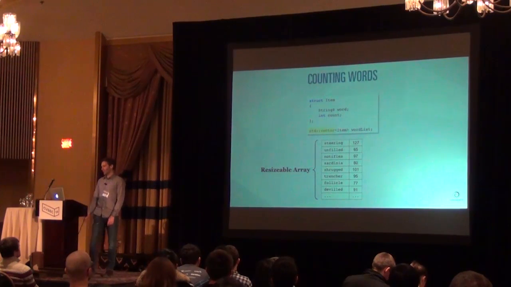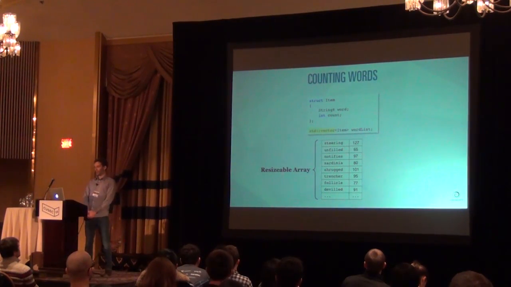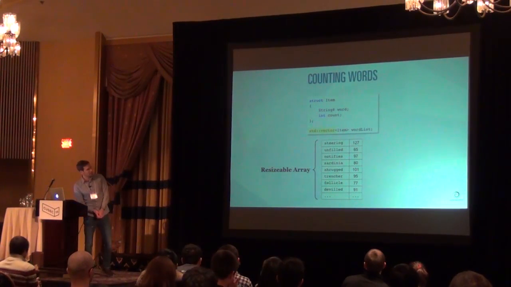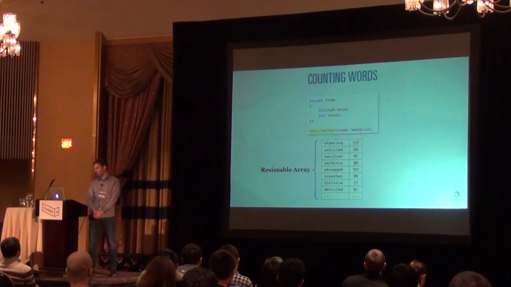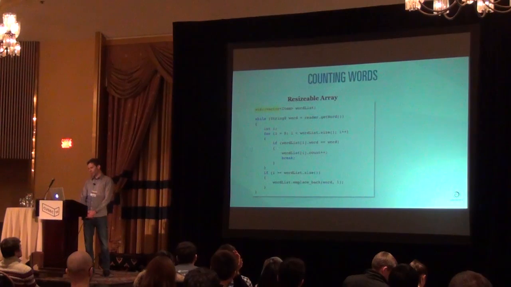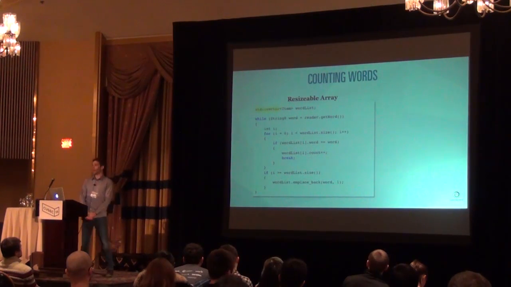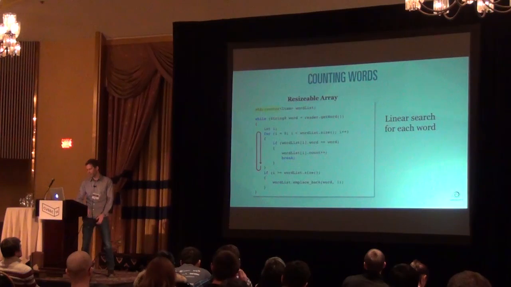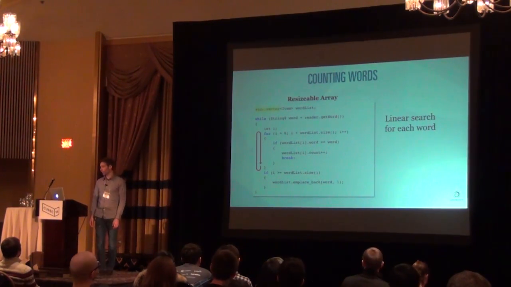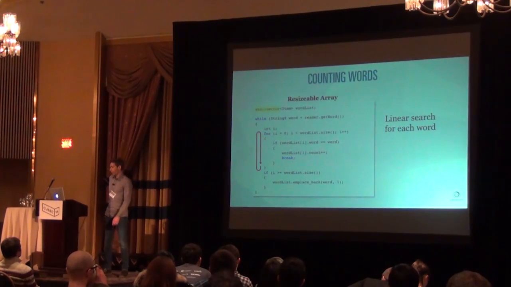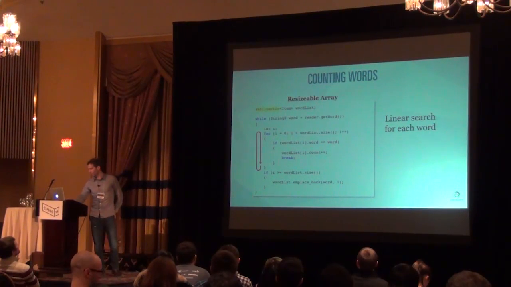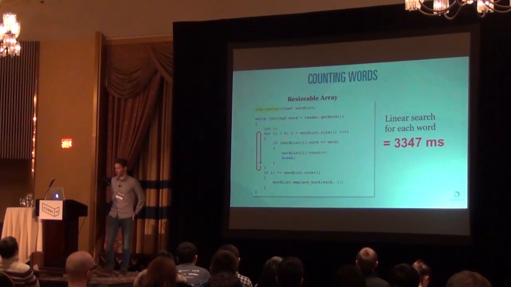So, I've written some C++ code that keeps track of the number of occurrences of each word in a resizable array. So it's just an std vector of items. Each item consists of an 8-letter word and a count. What I do is, for each word in the input, I search the array sequentially to see if the word's already in the list. So basically a linear search. If the word is found, I increment the count. If it isn't, then I add it. So I timed this code, and found that it ran in 3.3 seconds.